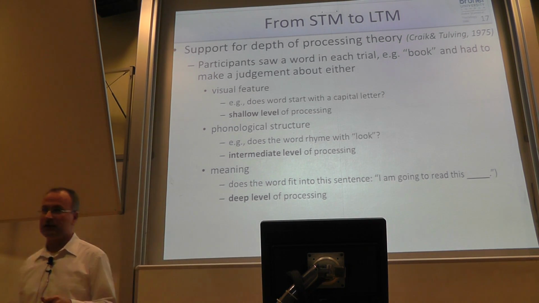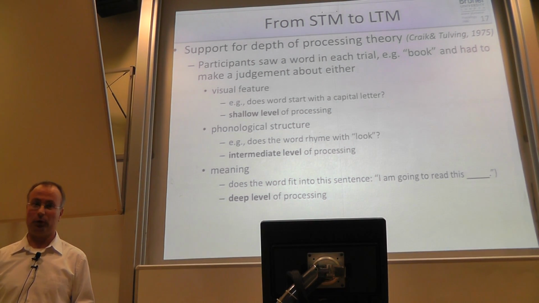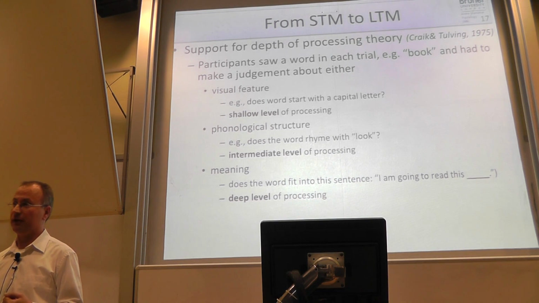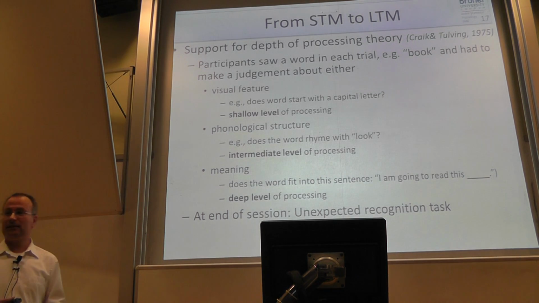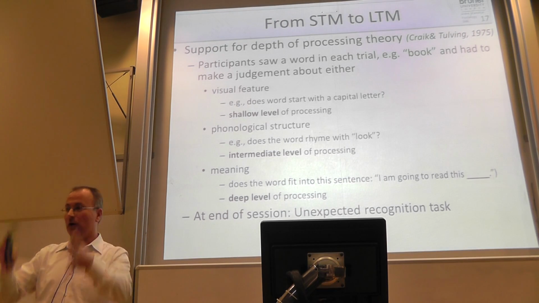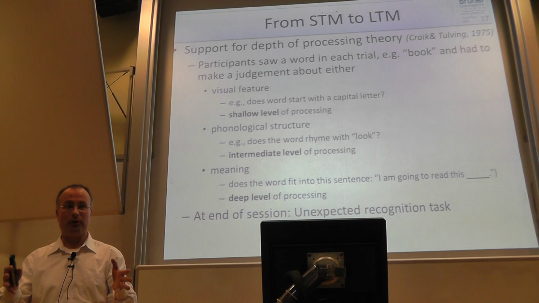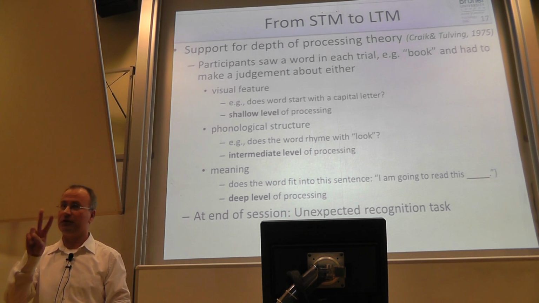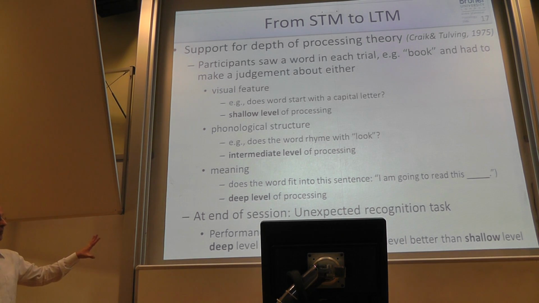At the end of the session, as I said, participants were not aware that they would be asked about these words. They were not trying to encode them or memorize them. In the end, they did an unexpected recognition task. Recognition task means they showed all the words from the experiment, plus probably the same number of words which were not in the experiment. They just had to say, yes, I saw this word before, or not. They found that performance was best at the deep level, then the intermediate level of processing.